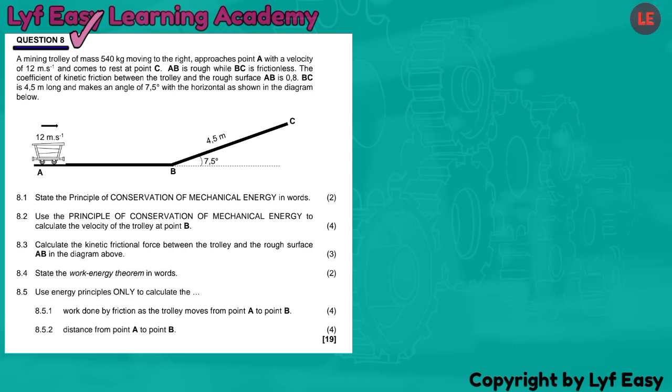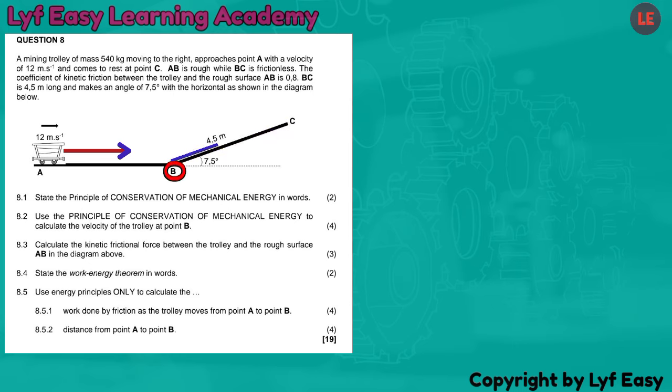On this problem we focus on this scenario, whereby this trolley weighing 540 kilograms is moving to the right to point B from point A with a velocity of 12 meters per second, then it comes to rest at point C. A to B is a rough surface, which means it experiences friction, and we are only given a coefficient of friction of 0.8. The incline B to C is at 7.5 degrees up from the ground, and it is said to be a frictionless surface.